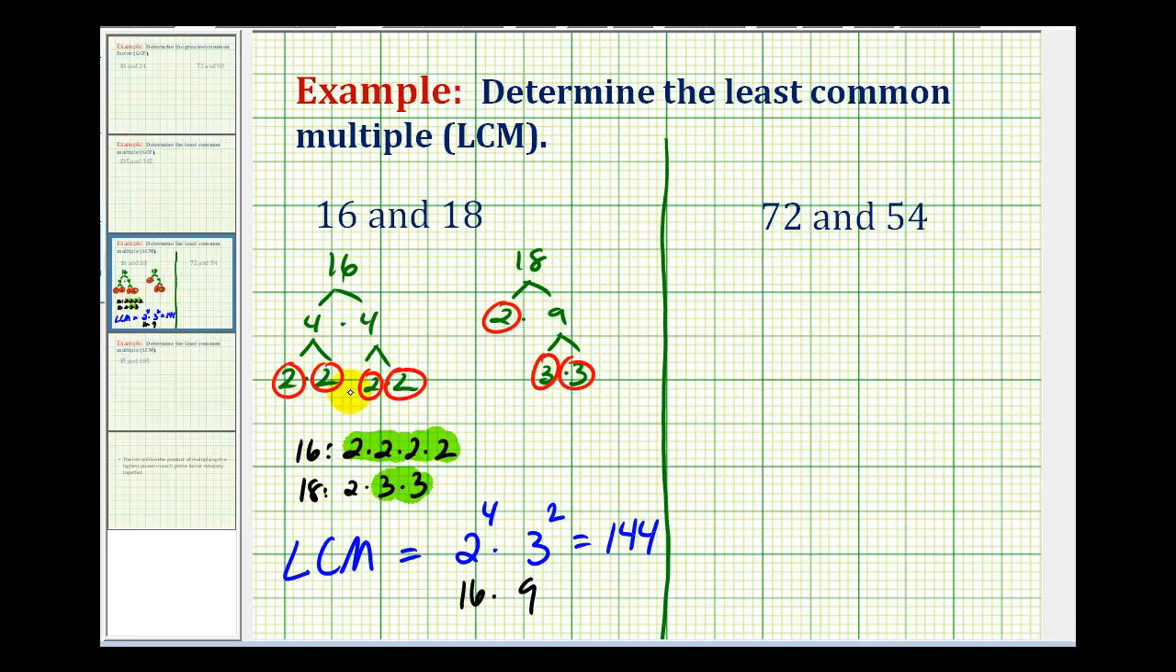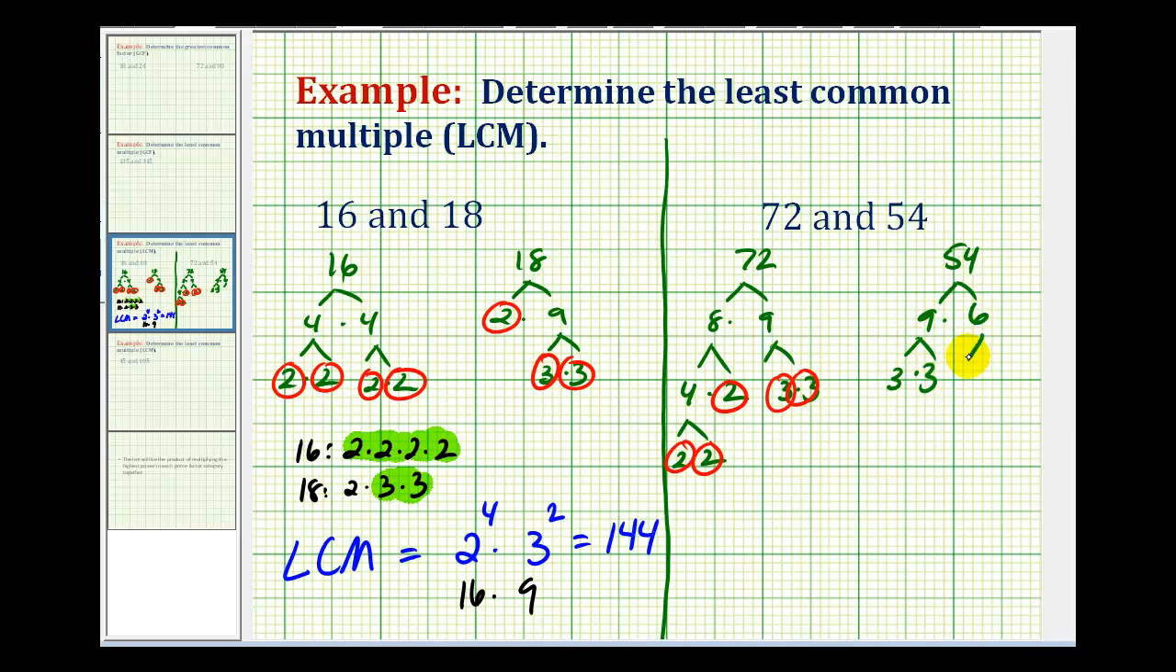Now if I lost you on this prime factorization tree, you may want to review the video that goes over how to do this. So for 72, we'll start with 8 times 9, and 4 times 2, and 2 times 2, and 9 is 3 times 3. To keep track of all these, we have 3 factors of 2 and 2 factors of 3 for 72. For 54, let's start with 9 times 6, 3 times 3, and 2 times 3. So we have 1 factor of 2 and 3 factors of 3. Let's go ahead and list them again. For 72, we have three 2s and two 3s. And for 54, we have one 2 and three 3s.